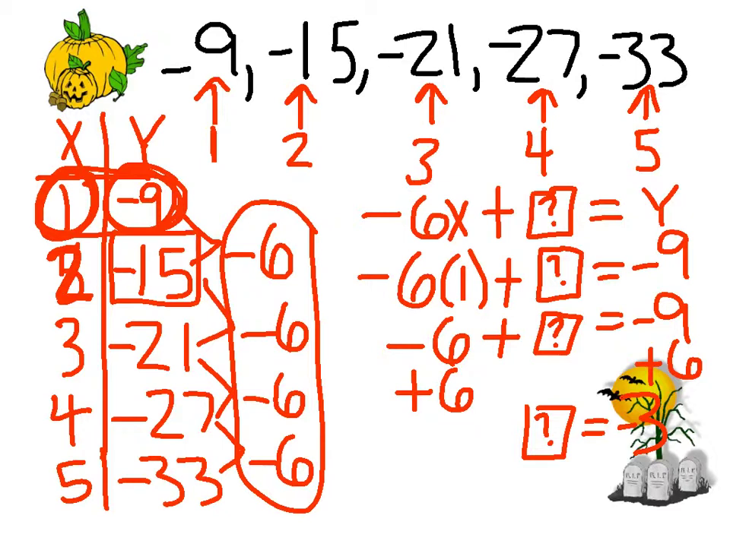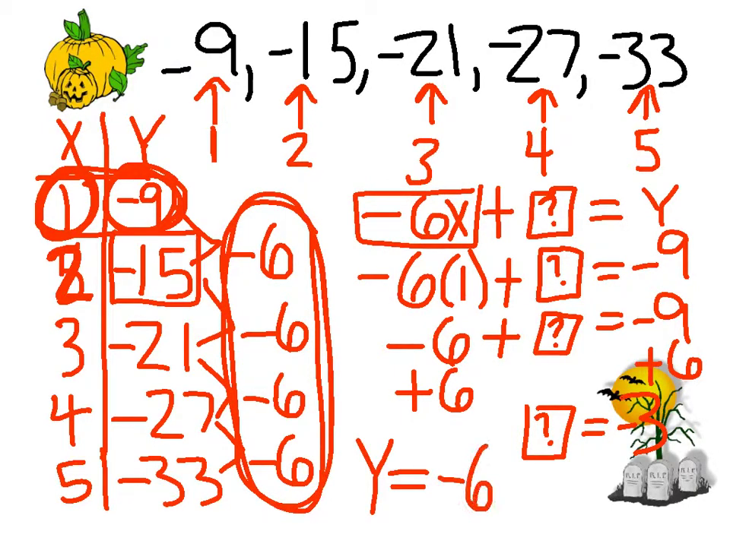That means our equation is going to be y is equal to negative 6x. Remember, our coefficient comes from right here. Plus whatever our number is, and our number is negative 3. So our answer is y is equal to negative 6x plus negative 3, or negative 6x minus 3, however you want to write it.